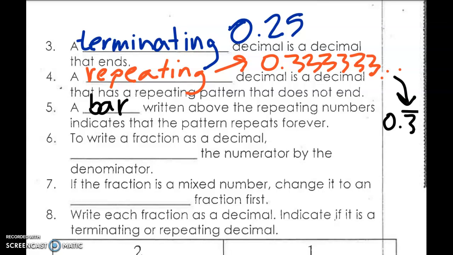Now, to write a fraction as a decimal, you would have to divide the numerator by the denominator. We should be familiar with this, but we're going to do some examples in a second. All you have to do is divide the numerator by the denominator. If the fraction is a mixed number, you must first change it to an improper fraction. And we have one of those examples as well.